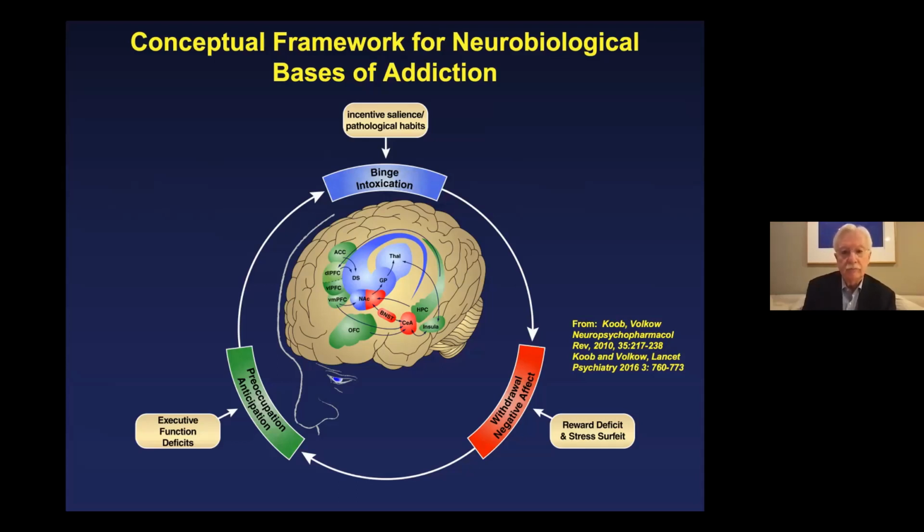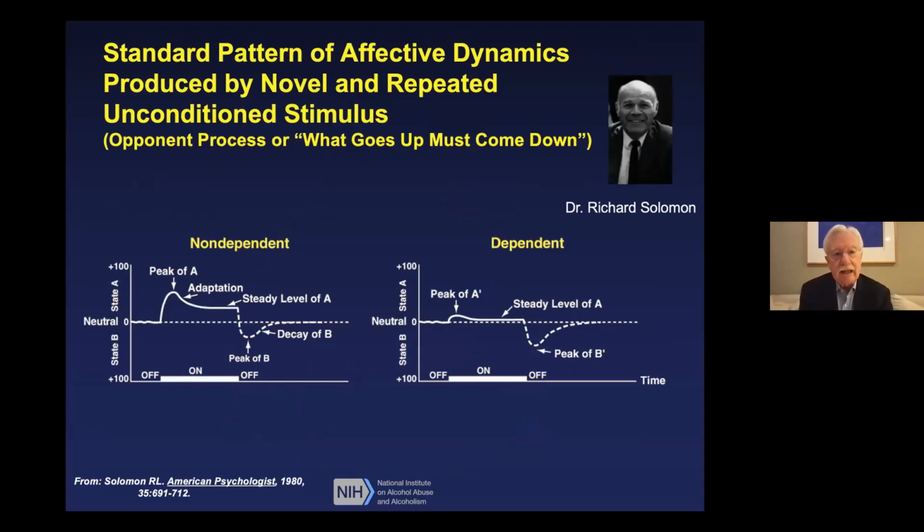and insula. But when I talk about that add-on to the definition of addiction, it brings me to what are the neuroadaptations that occur in these circuits? How do these circuits change as addiction progresses, as an alcohol use disorder becomes more severe? And this goes back to an old theoretical framework from Dr. Richard Solomon at the University of Pennsylvania. In simple terms, it's called opponent process, or what goes up must come down. The title of this paper was actually a standard pattern of affective dynamics produced by novel and repeated unconditional stimulus.